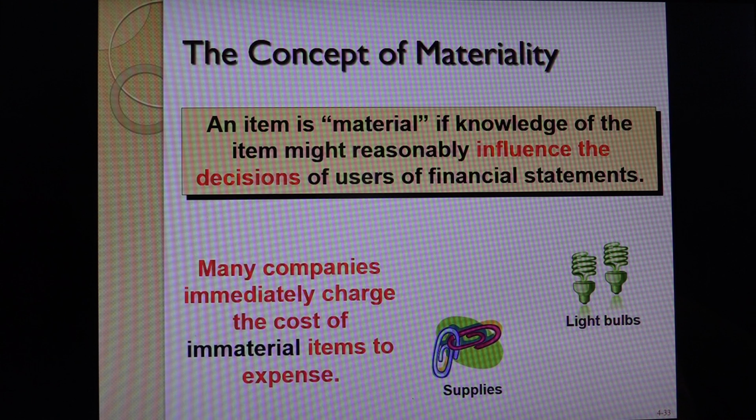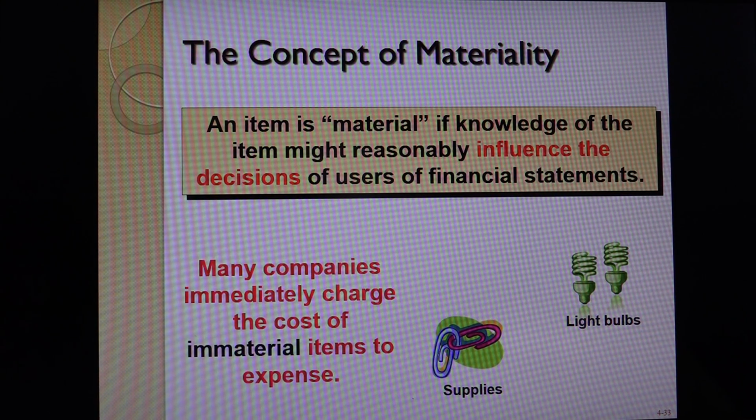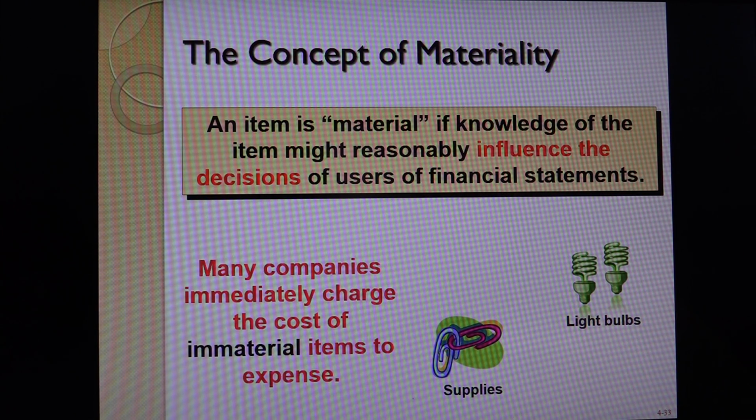But if the owners are going to materially fudge the numbers, there's not much anybody can do till they get caught. Anyway, this idea of materiality says that an item is material if knowledge of the item might reasonably influence the decisions of the users of financial statements. Many companies immediately charge the cost of immaterial items to expense.